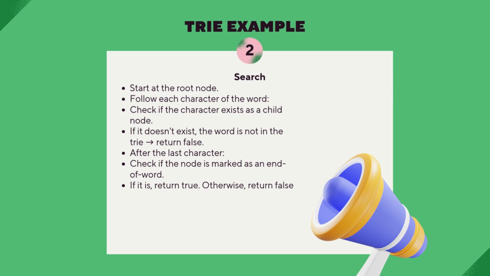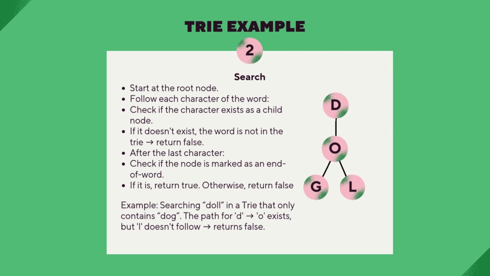If we successfully reach the last character, we then check if that node is marked as an end of word. If it is, we return true. The word exists. If it's not, that means the characters might be there, but they don't form a complete word. It's just a prefix, so we return false.